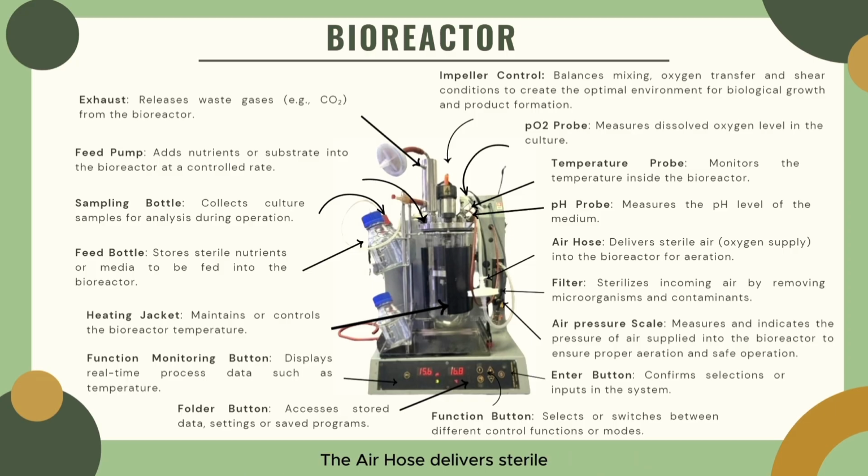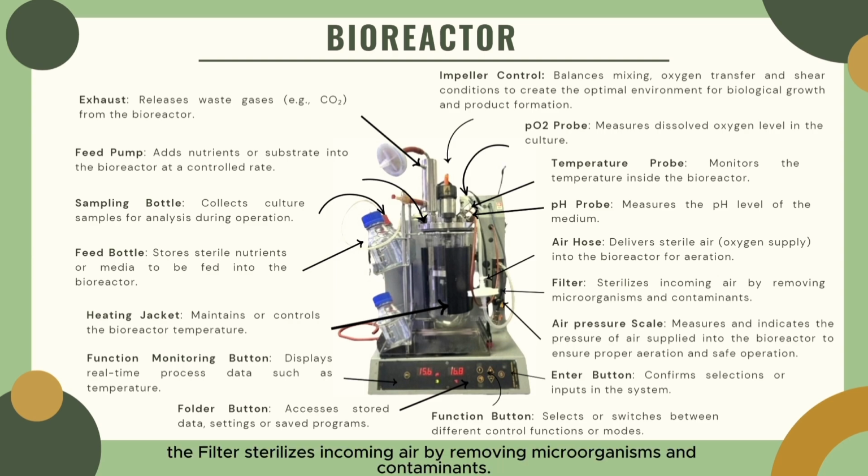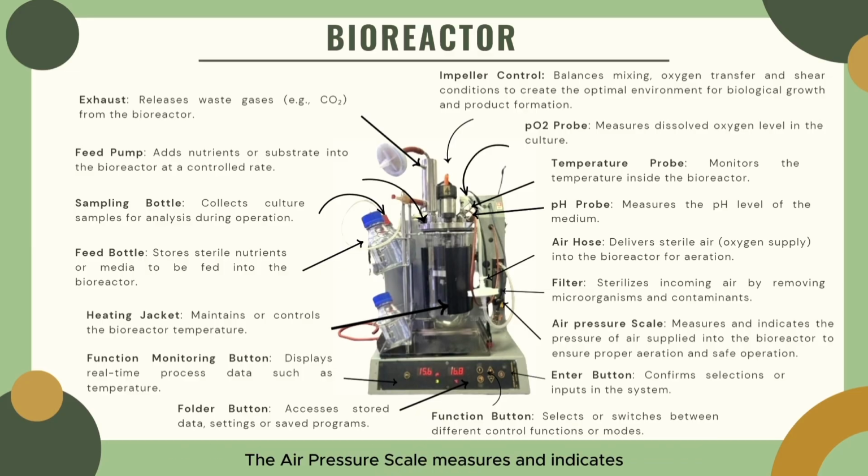The air hose delivers sterile air, which is the oxygen supply, into the bioreactor for aeration. After that, the filter sterilizes incoming air by removing microorganisms and contaminants. The air pressure gauge measures and indicates the pressure of air supplied into the bioreactor to ensure proper aeration and safe operation. Next, the Enter button confirms selections or inputs in the system.